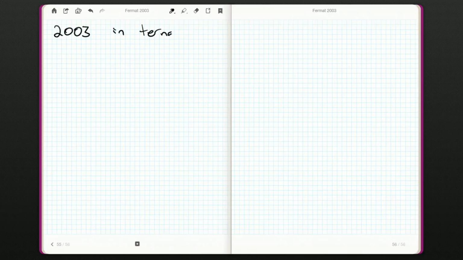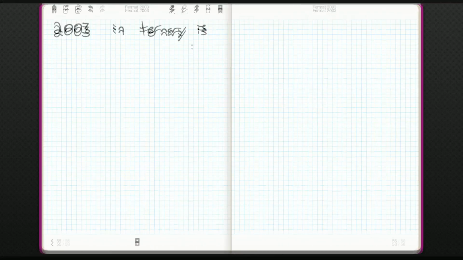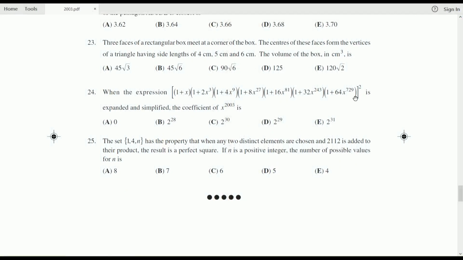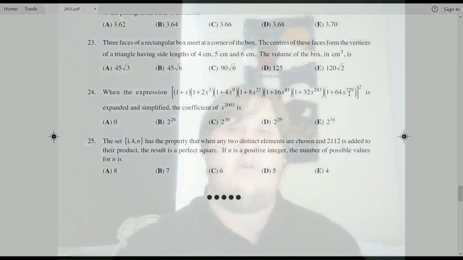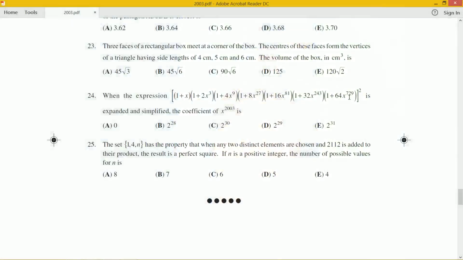In ternary is, okay, so what's the biggest power of 3 less than 2003? Judging by the question, I would say it's 729. Okay, that's definitely less than 2003. And the next power of 3 is 3 to the 7, so the next power of 3 would be 2187. Yes, and that's bigger than 2003. So 729 is definitely the biggest power of 3 less than 2003. Okay.